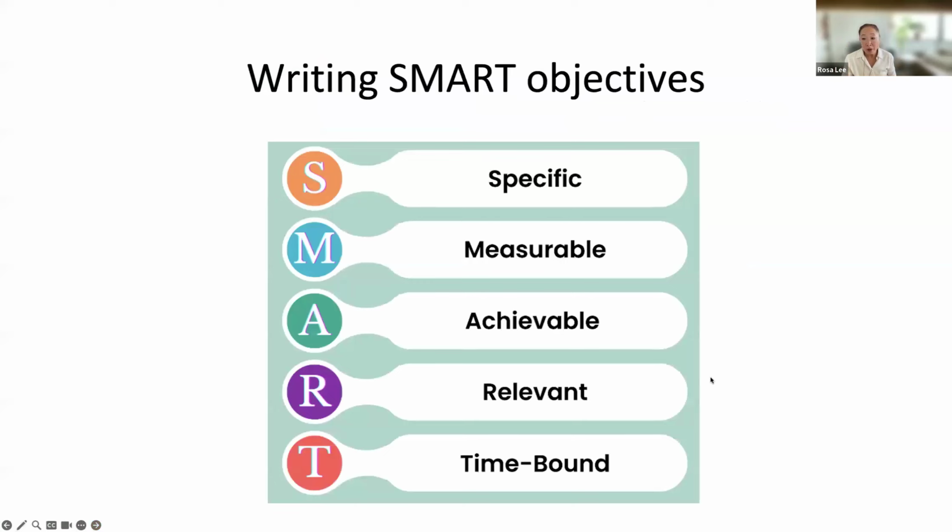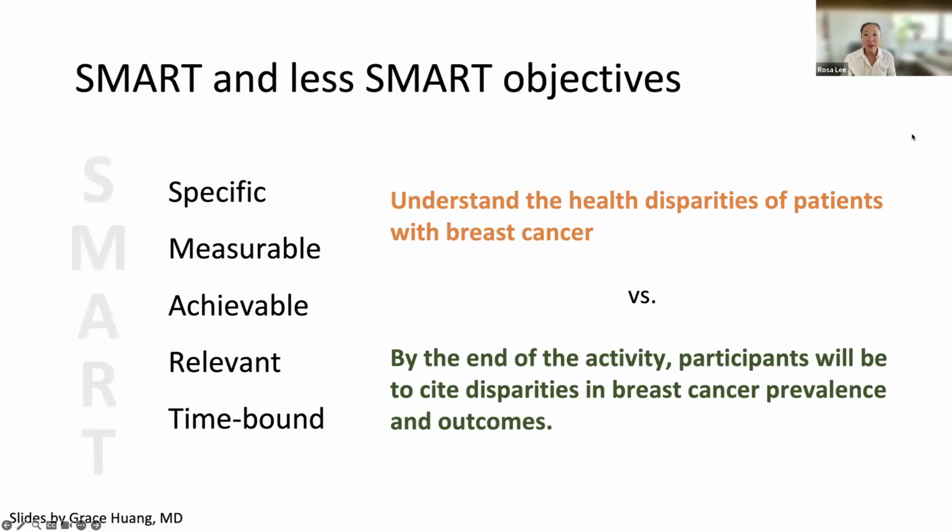So again, SMART objectives are specific, measurable, achievable, relevant, and time-bound. And the more you are able to match all of these characteristics within your objectives, the more likely your learners will actually be able to meet them. So let's go through some examples here. So there's an example of a SMART objective and maybe a less SMART objective, right?